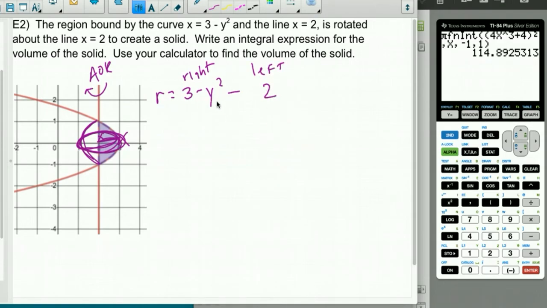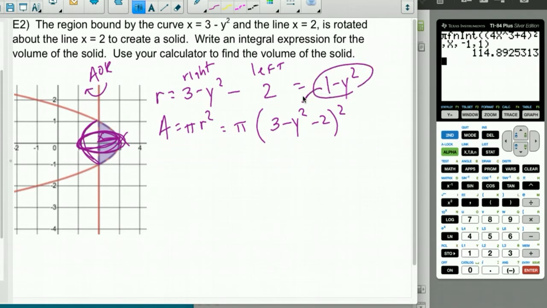You can clean it up if you want, but it's fine to leave it that way, right? You could make this a 1 minus y squared, or you could leave it like this. It doesn't matter. The area of that disk is going to be pi r squared, so that's going to be a pi. Again, totally fine if you want to leave it like this, quantity squared. Or you could put this in there. It really doesn't matter.